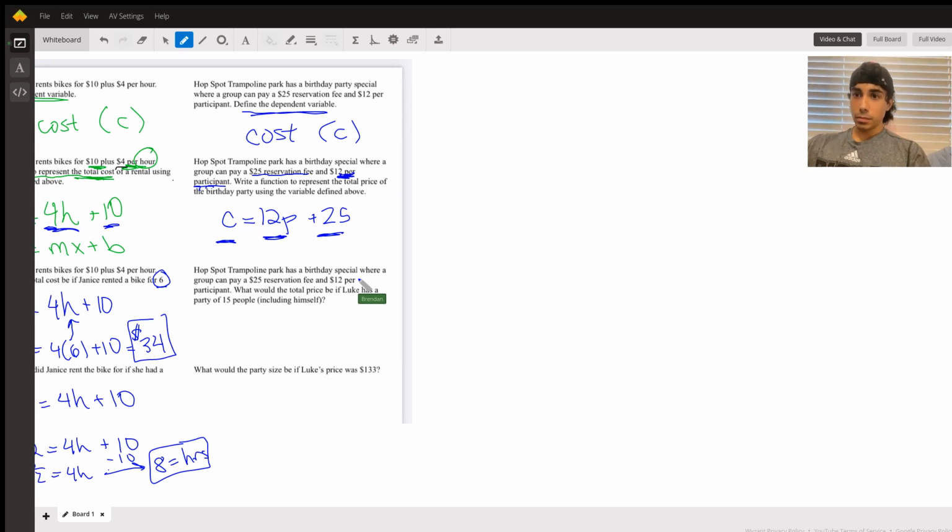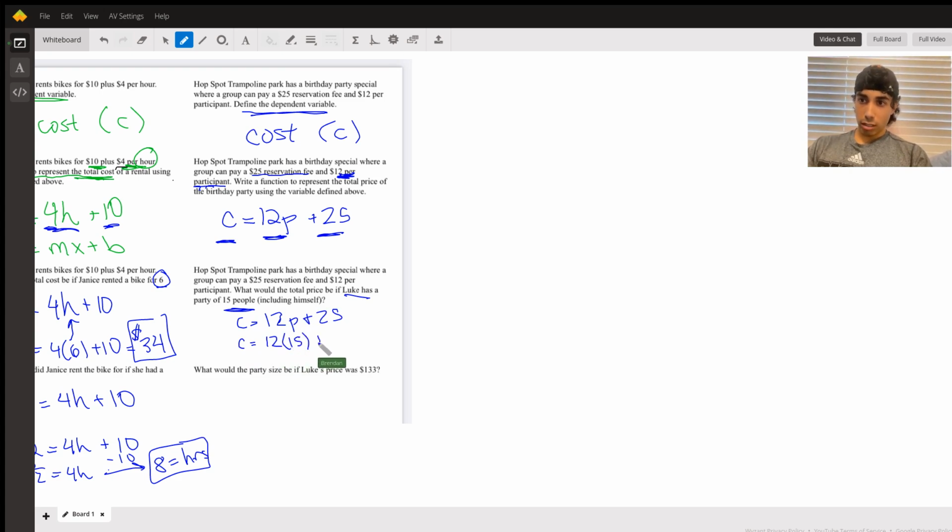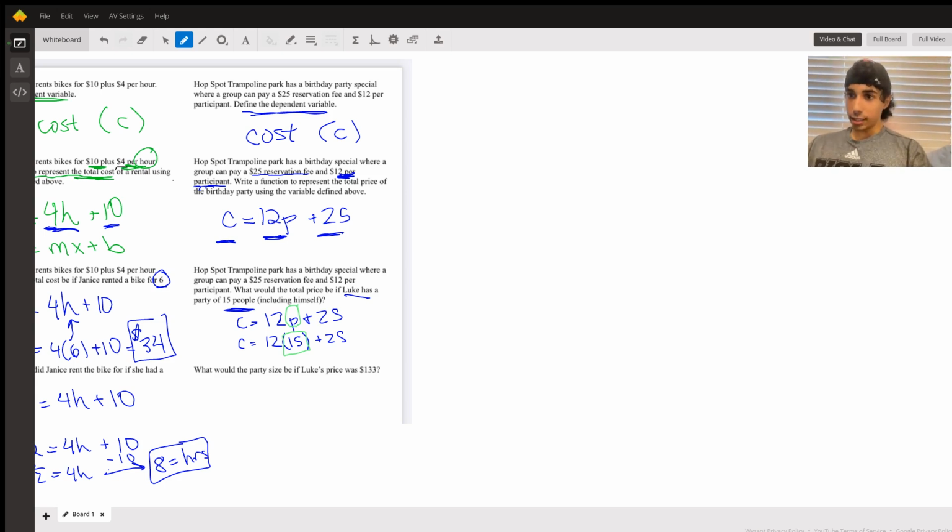Okay. And then it says, what would the total price be if he has 15 people coming? All right, so I got my equation, 12p plus 25, and I know that p is equal to 15 people. It's $12 per person, and there are 15 people. So notice, right, in place of p, I am substituting 15. All right, so 12 times 15 is 180, plus 25 is $205.